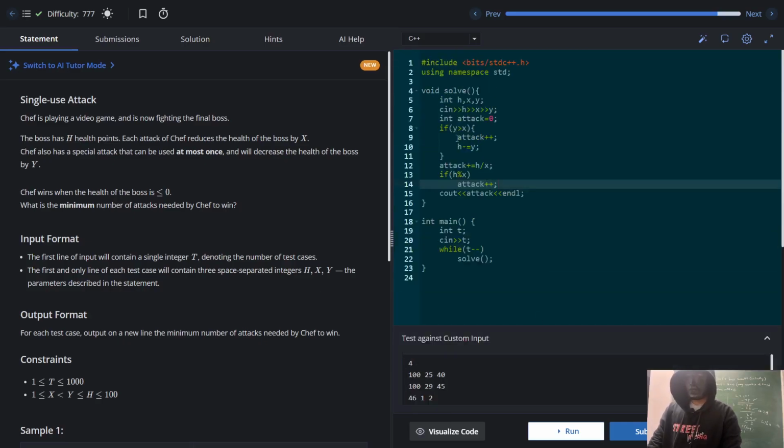So when y is greater than x, in that case use y, and for the remaining health, we'll have to use x operation, attack x, so that boss health is reduced by x. And at the last step, if you find that there is still remaining health of the boss, in that case again use x operation to make its health less than or equal to 0, and at the end we'll have to display the attack.